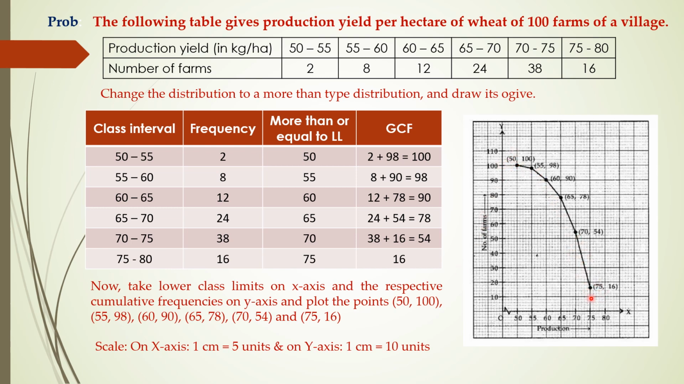If you observe the graph, it is a smooth curve and it is coming downwards. It is falling. We call this a falling curve. And you can conclude more than OZ is a falling curve also.